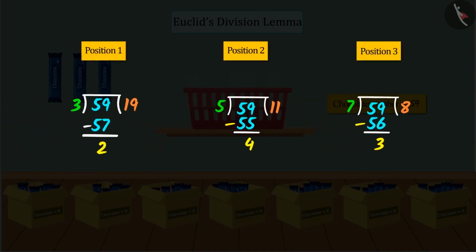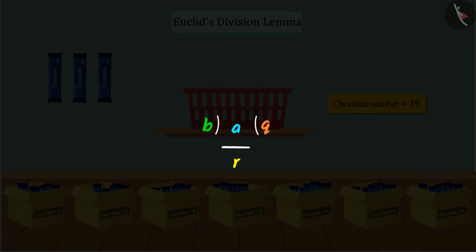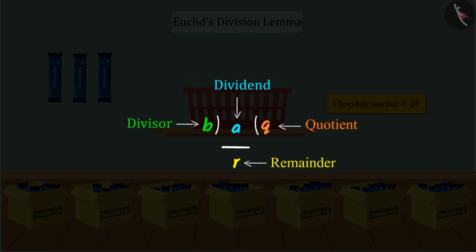In the above 3 situations, we saw that both dividend and divisor are positive integers. On dividing the dividend 59 by divisors 3, 5, 7, we got remainders 2, 4, and 3 respectively. On observing carefully, we get to know that in all the 3 situations, the remainder is less than the divisor, where we represent dividend by A, divisor by B, quotient by Q, and remainder by R.